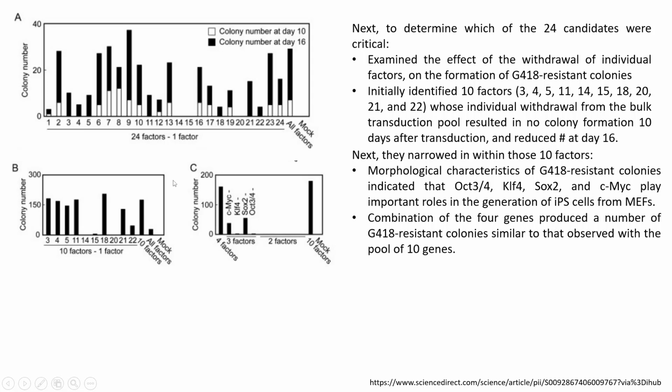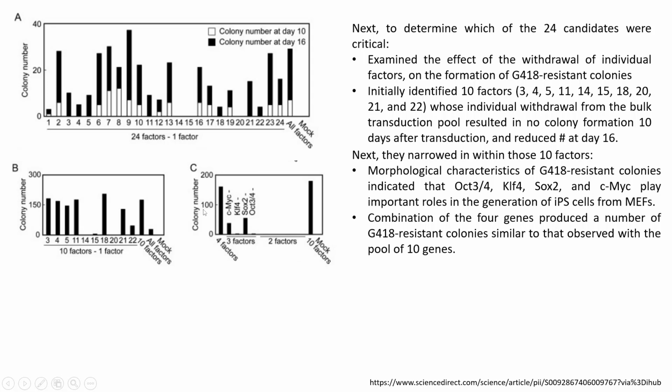When they looked at this, they found that the morphological characteristics of these resistant colonies indicate that OCT3/4, KLF4, SOX2 and c-MYC seem to be playing very important roles in generating iPS cells. And then they combined these 4 genes and tried minusing each one. So in this one, they didn't put c-MYC, they put the other 3. They didn't put KLF4, they put the other 3, SOX2, and so on.